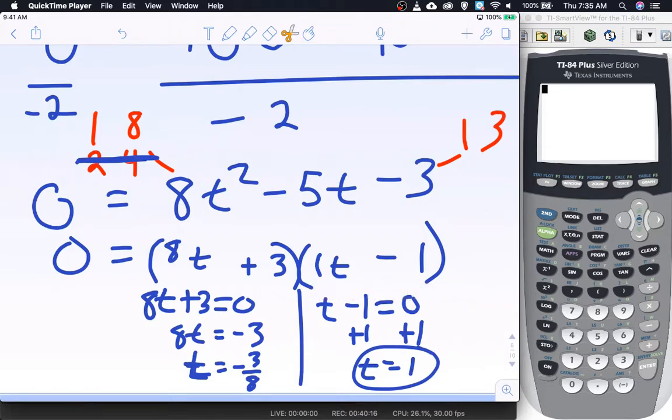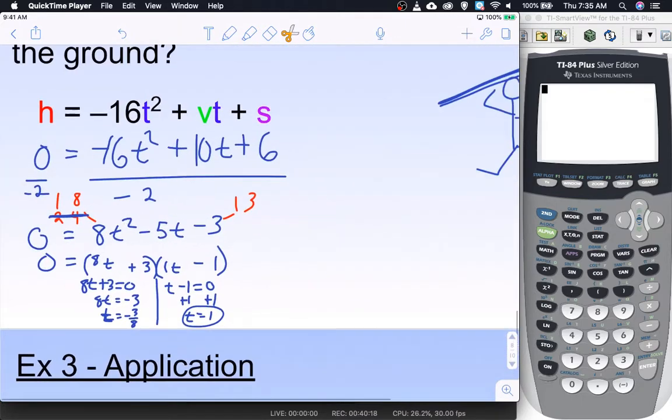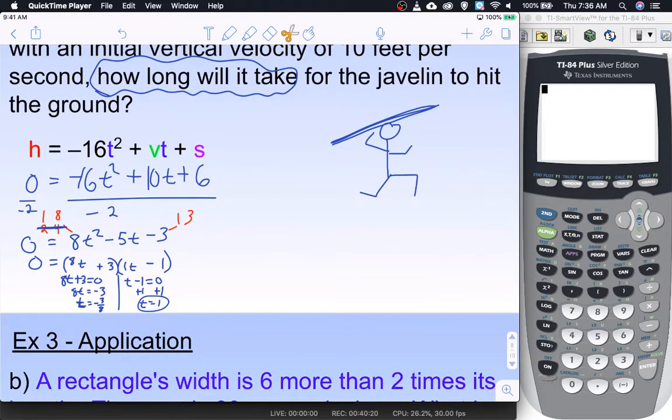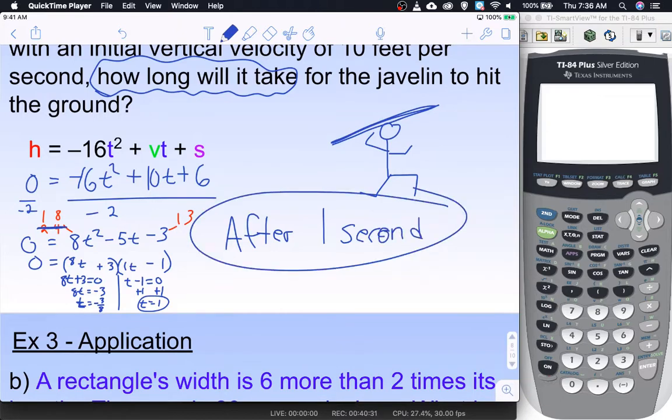There you go. So after 1 second. SECOND. There we go.